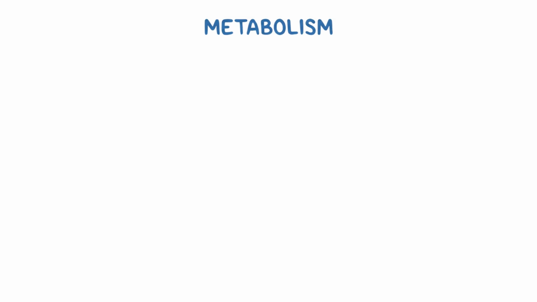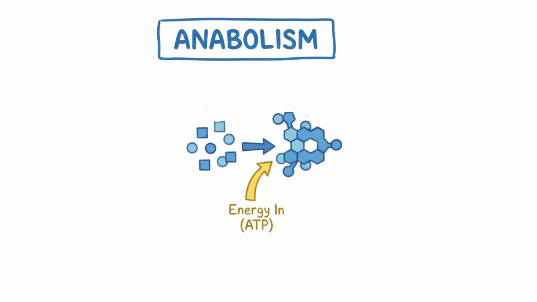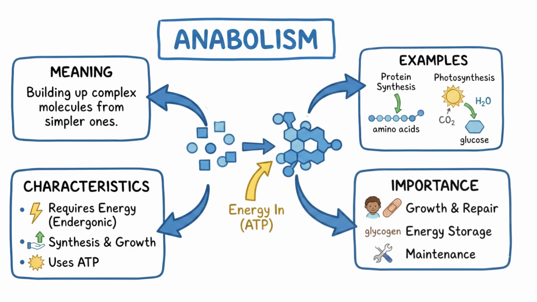Metabolism is divided into two major processes, anabolism and catabolism. In this lesson, we'll focus on anabolism. We'll learn about its meaning, the characteristics, examples, and its importance in living organisms.